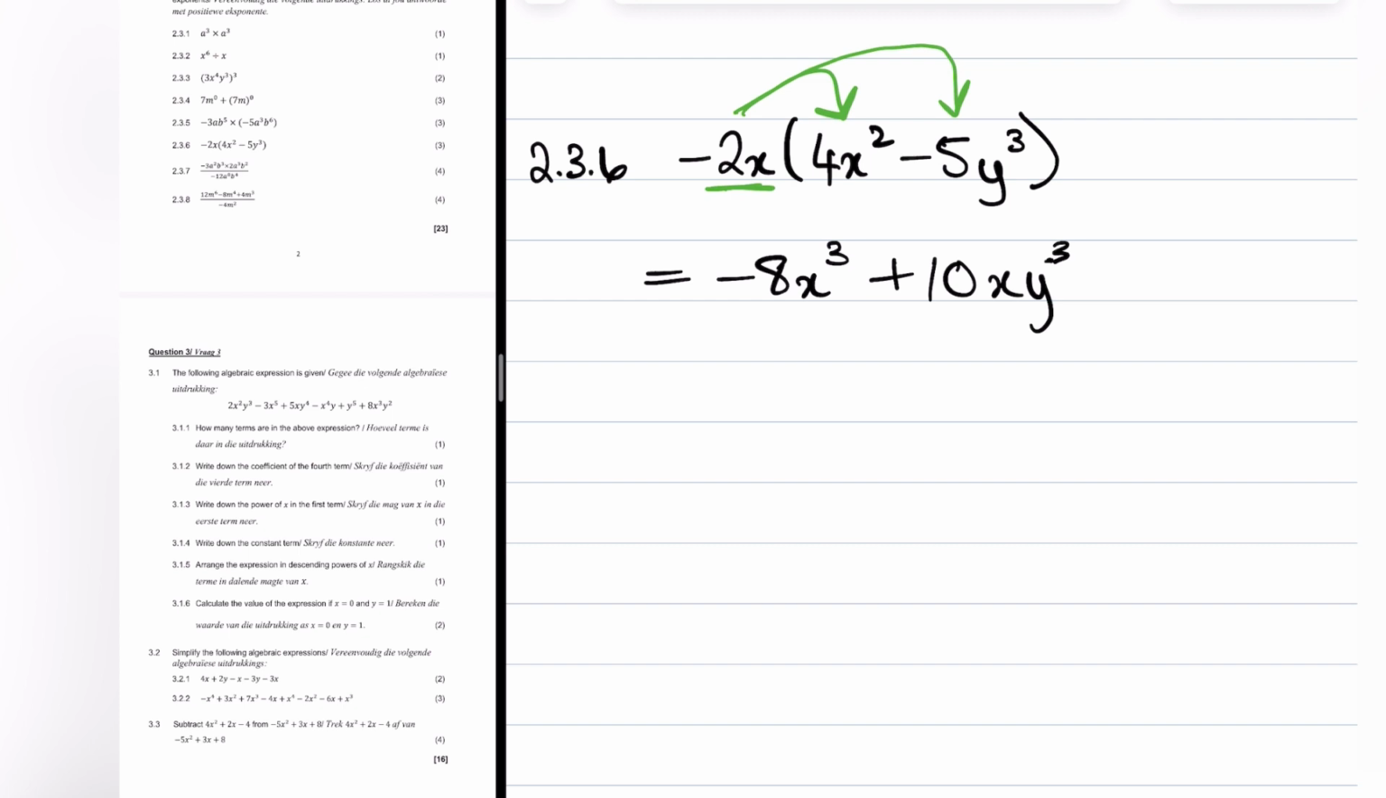Remember, to be like terms, you need to have the same variables with the same exponents. In this case, that is not what we are looking at, so we are done.